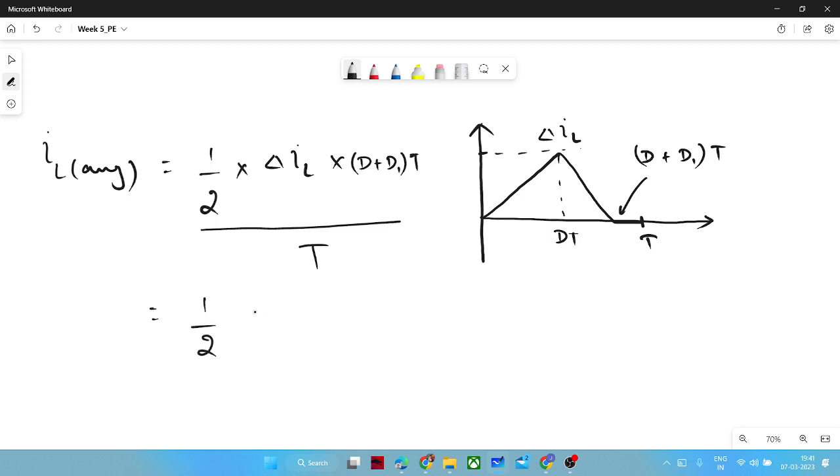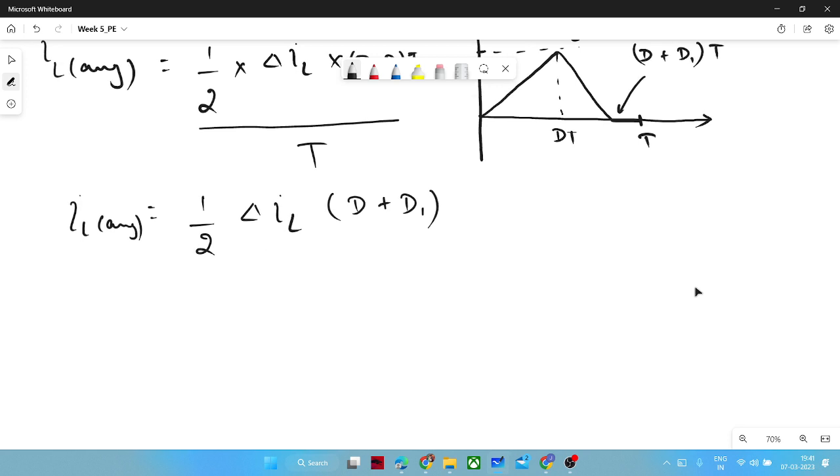So half del IL into D plus D1. So this is your average value of inductor current. Now to compute the average value, you must have the value of D1. So that D1 you need to compute in terms of D. That will lead to certain equations that I will derive, so just bear with me for the derivation.